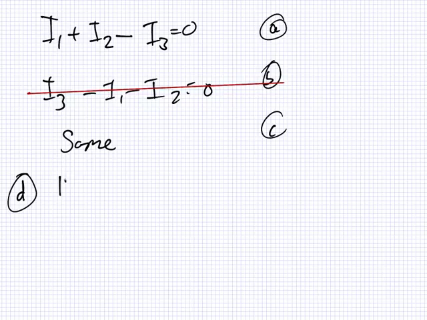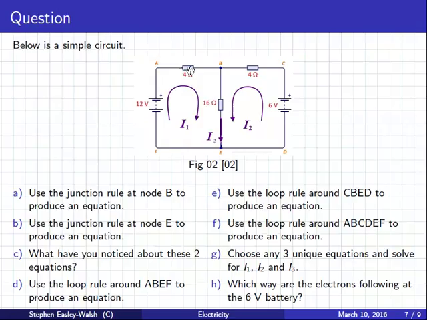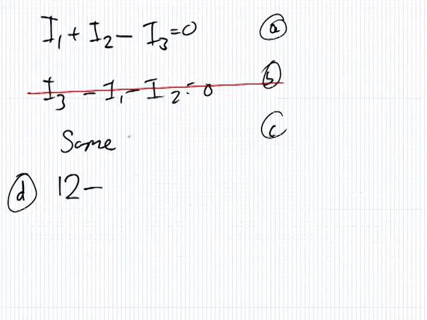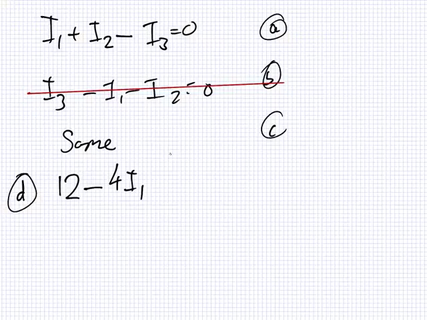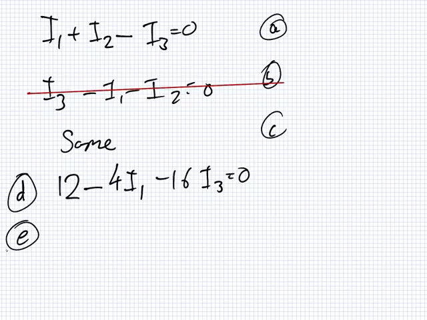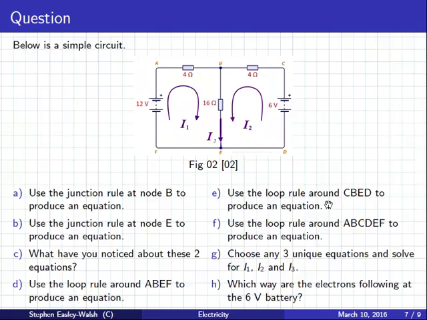So what's the I here? I1. And what's the R? 4. So it's minus 4i1. And then here is minus what? 16i3. Equals 0. Aren't we supposed to get one type of I so that we can... No, it doesn't always work as nicely as that. Not in this case. Use the loop rule CBEF.